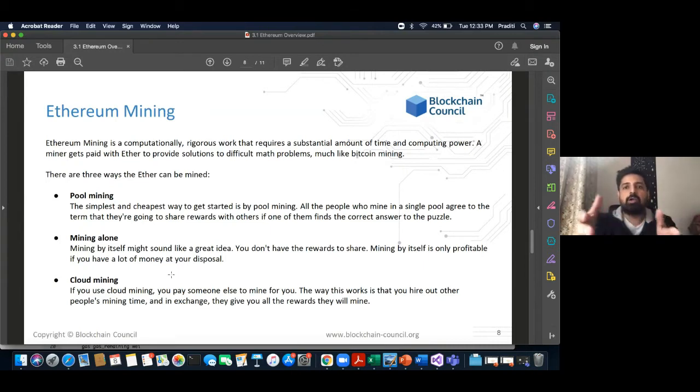Mining alone, which is also termed solo mining. If you can afford to mine alone and you can invest 50 lakh rupees in buying a computer which is powerful enough, you can run the mining operation on your own. No one is stopping you. And the entire block reward will be enjoyed by you.